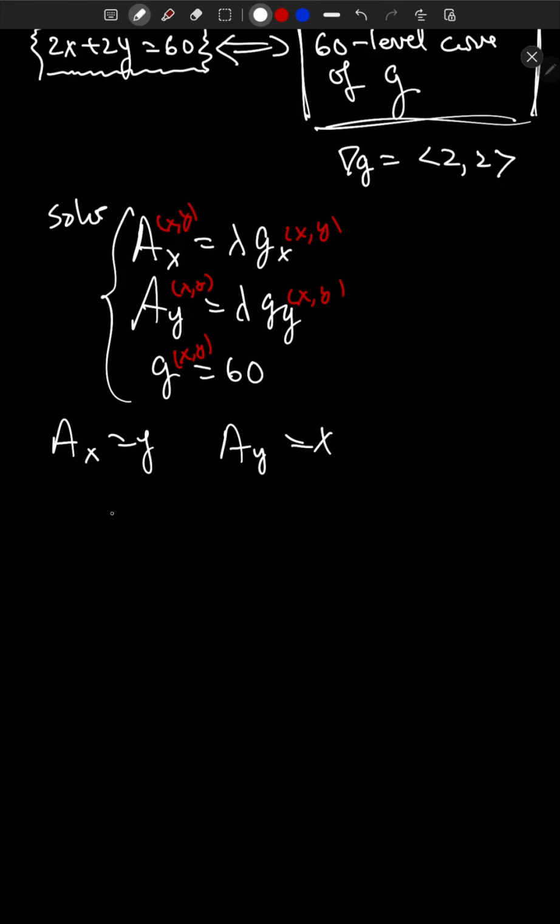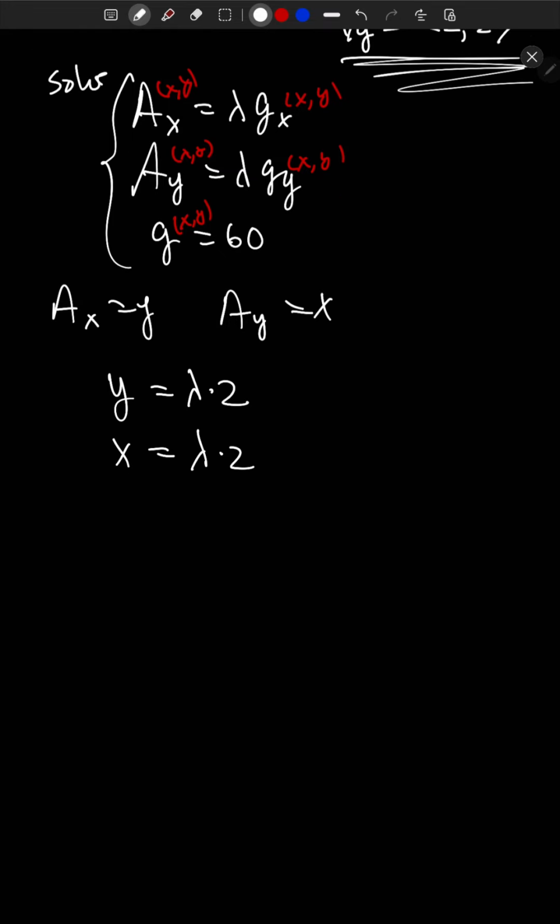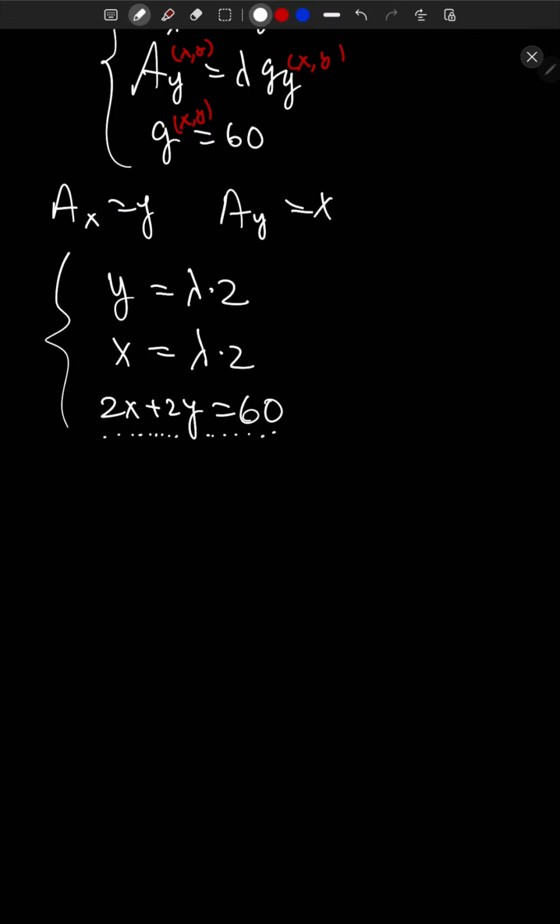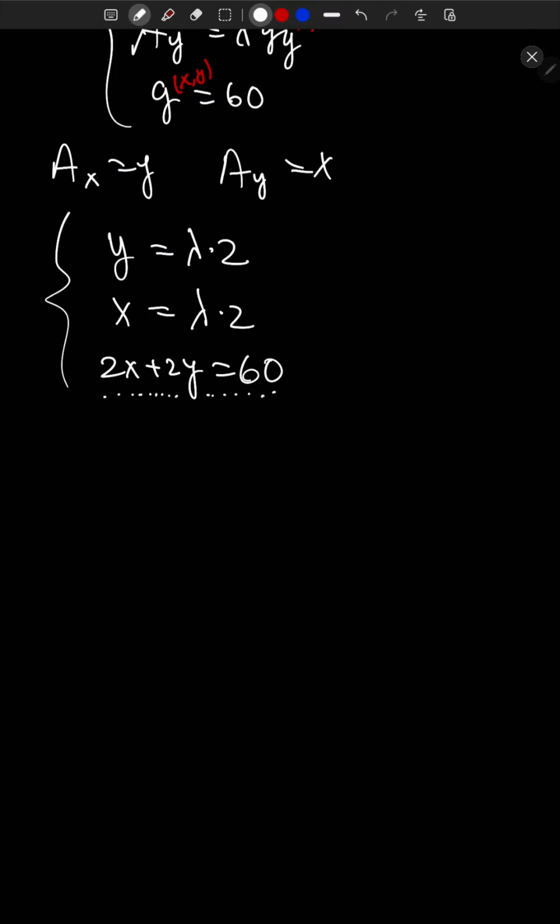And so we end up having to solve y is equal to lambda times 2, x is equal to lambda times 2, right? Because gradient g is just 2 comma 2. And g equals 60 is 2x plus 2y equals 60. It's always going to be represented by the constraint. And in this case, the algebra is super straightforward.